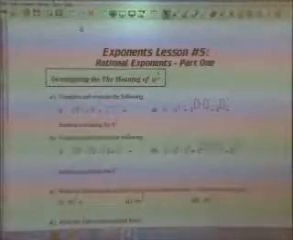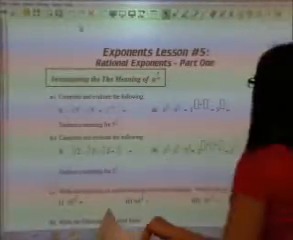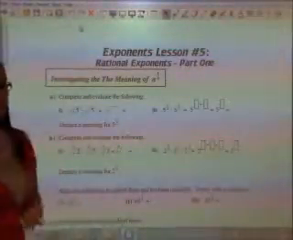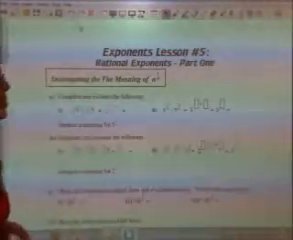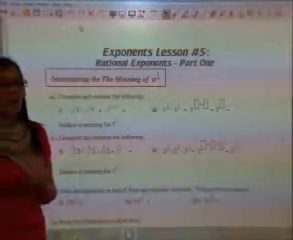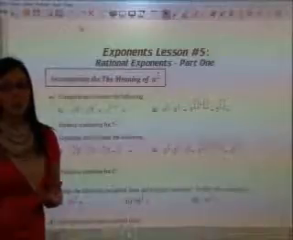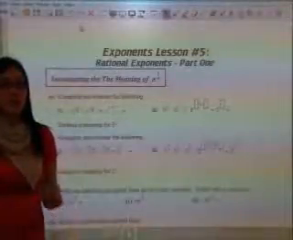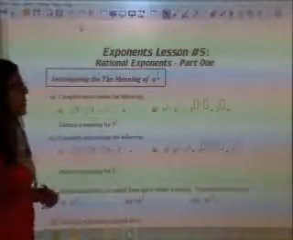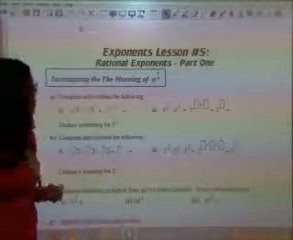Morning, grade 10s. Today we are going to take a look at lesson number 5, which deals with rational exponents part 1. So up until this point, all of the exponents that we've looked at have always been whole number exponents, negative exponents. We have not looked at anything that would be a fraction or a decimal, and that's what we're going to be looking at over the course of today and tomorrow.